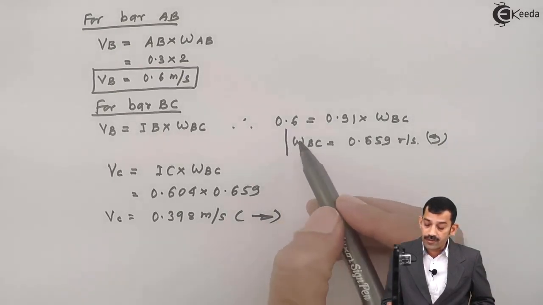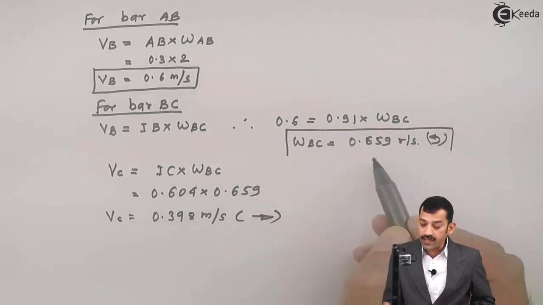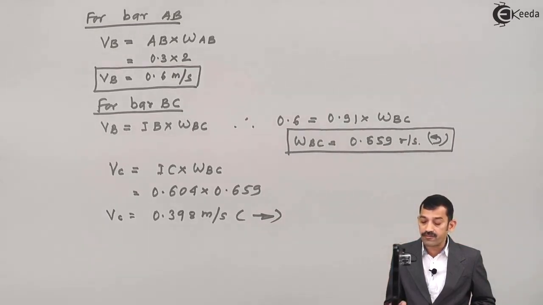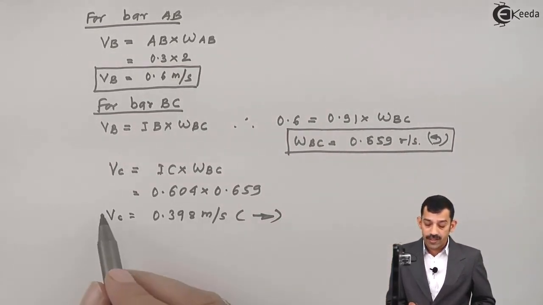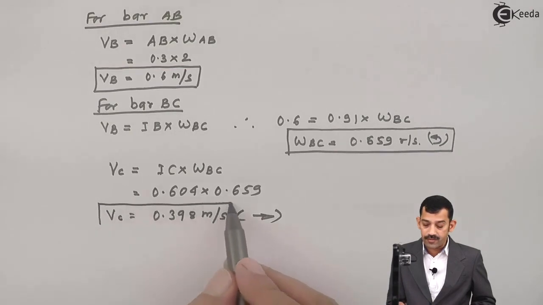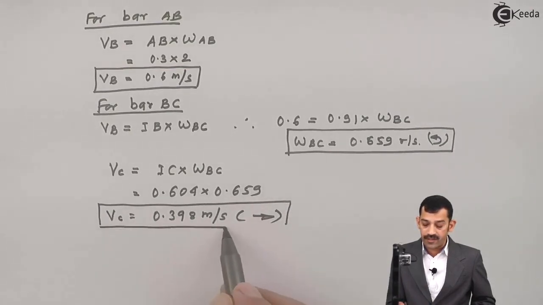What is asked in the problem? What is the angular velocity of connecting rod BC? That is 0.659 radians per second anti-clockwise, and velocity of point C is 0.398 meters per second rightward.